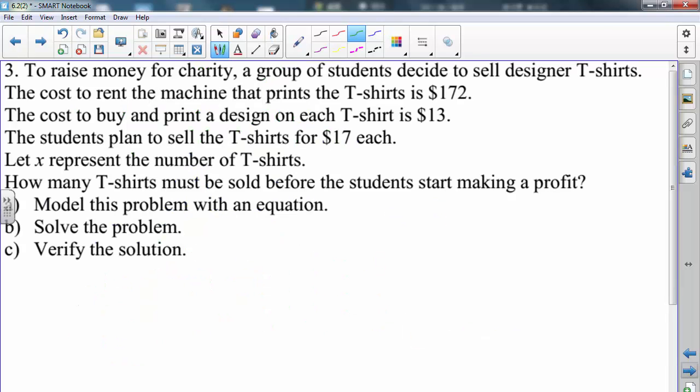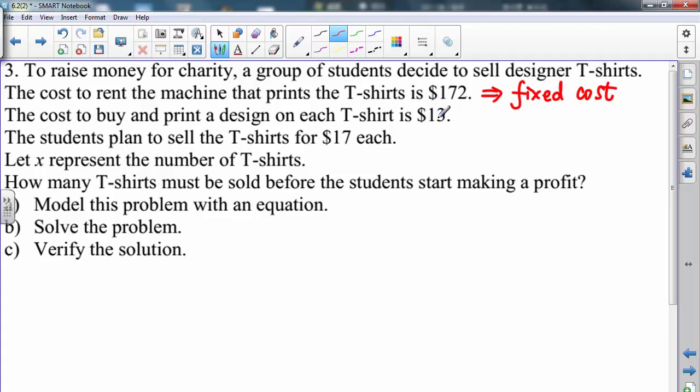Let's try to solve the third question. To raise money for charity, a group of students decide to sell designer t-shirts. The cost to rent the machine that prints the t-shirts is $172. You will find the money you spend on renting the machine is called fixed cost. The cost to buy and print a design on each t-shirt is $13.